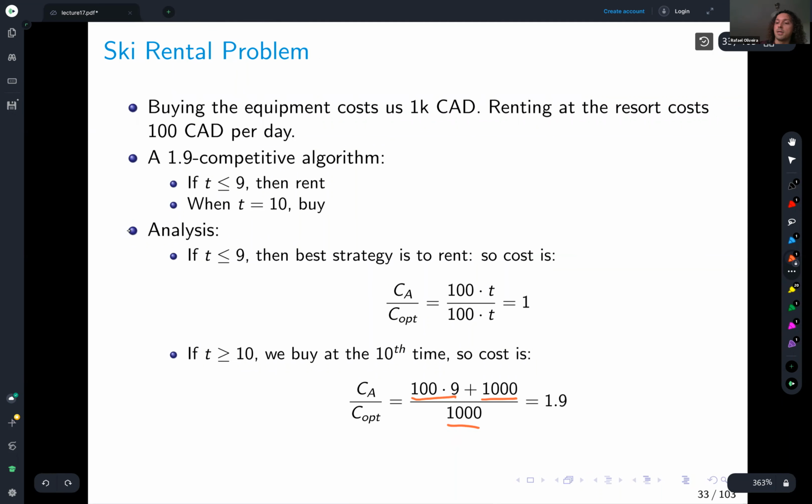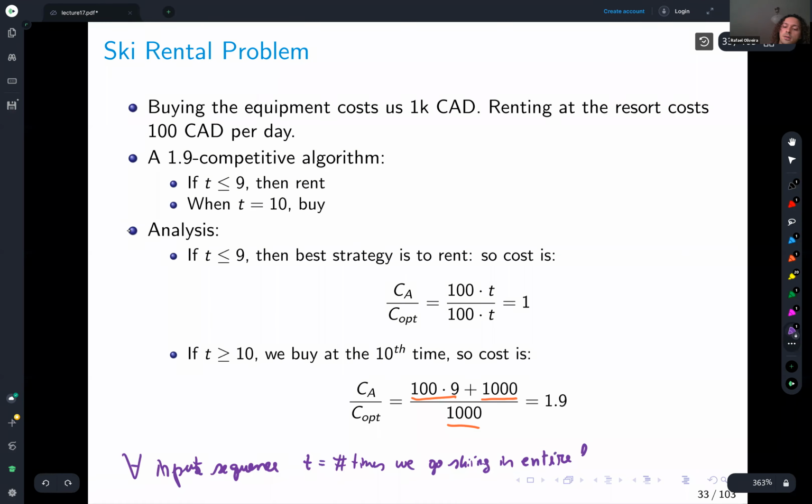So what we showed here is that for every input sequence, which is the number of times T we'll go skiing in our entire lives, CA of T is always less than or equal to 1.9 COPT of T. Therefore, we just proved that this algorithm is 1.9 competitive. Does that make sense?